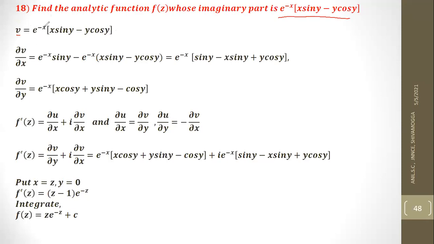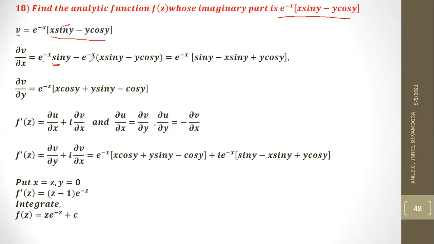First function e power minus x into derivative of second function. Derivative of x into sin y is sin y, because sin y is constant, keep it as it is. Derivative of x with respect to x is 1, 1 into sin y is sin y. And derivative of minus y cos y is 0, because it is independent of x. Plus derivative of e power minus x is minus e power minus x into second function as it is, x sin y minus y cos y.